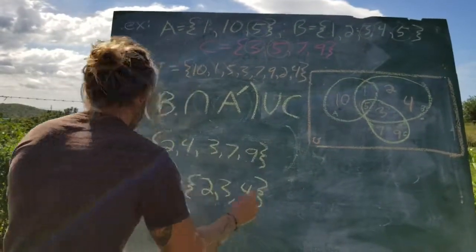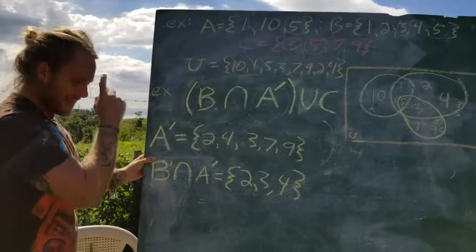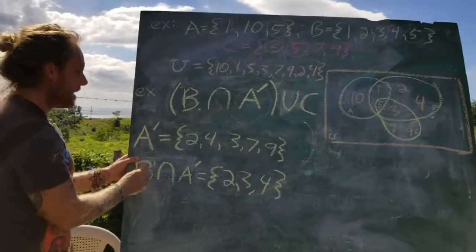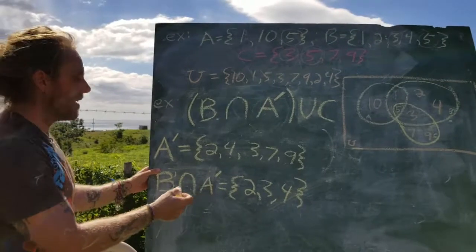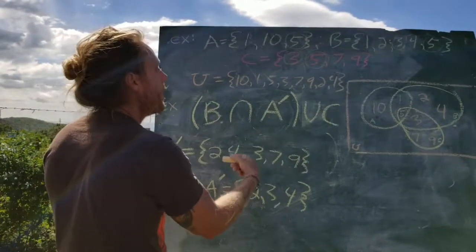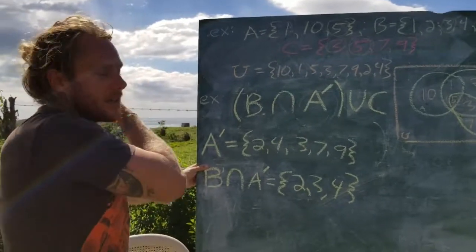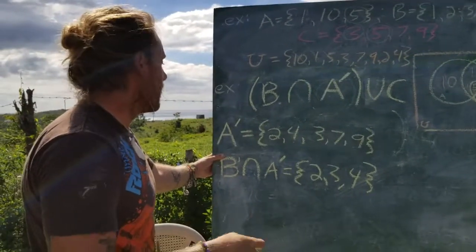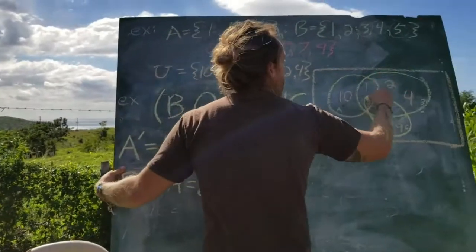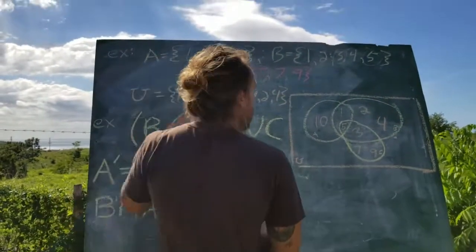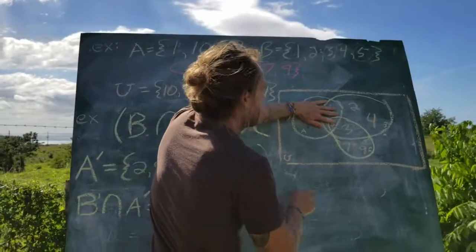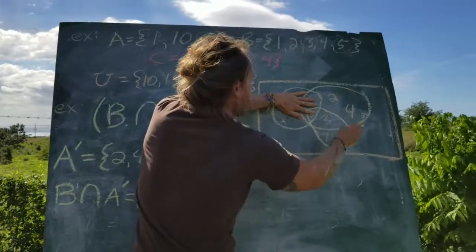So the intersection of B and A prime is the set consisting of the elements 2, 3, and 4. Now our picture, this kind of makes sense if you can keep track of all this in your head. What is common to B that is common to not A? Well, here's A. So what is common to B and the rest of it?